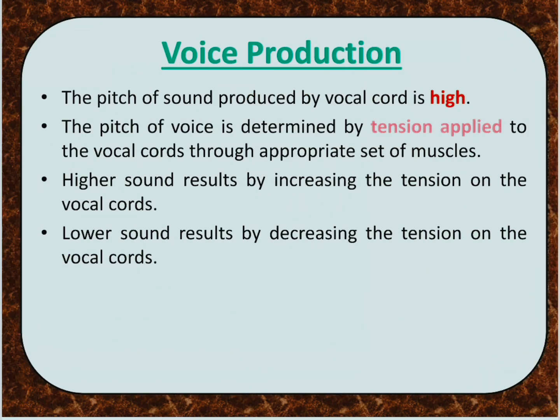Voice production: the pitch of sound produced by the vocal cords is high. So when we scream loudly, the pitch is produced very high. The pitch of voice is determined by the tension applied. The more tension you apply through the appropriate set of muscles, the higher the pitch. Higher sound results from increasing the tension of the vocal cords. As I told you, when the tension increases, the pitch increases, and a high sound comes. For a lower sound, decrease the tension in the vocal cords.